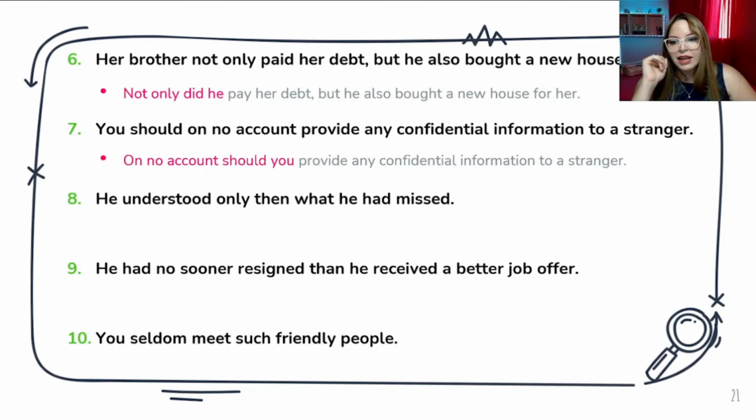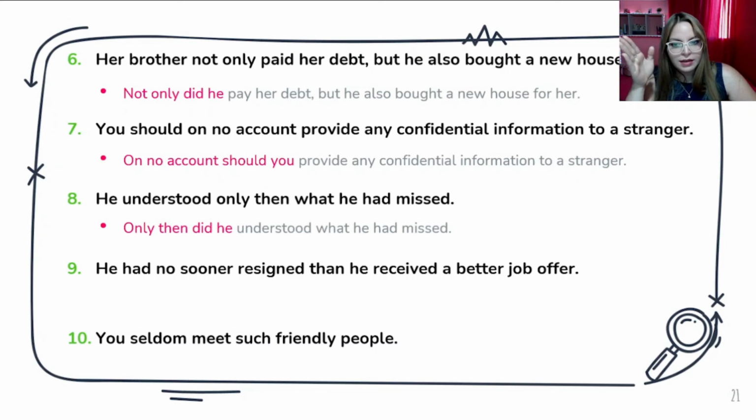Number 8, he understood only then what he had missed. How can we invert? Only then did he understand what he had missed. Very good.